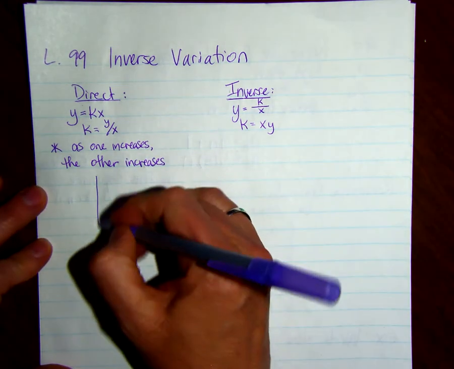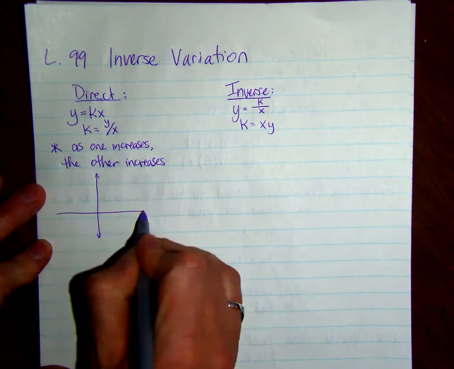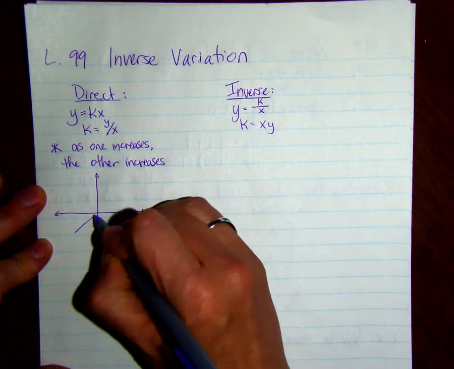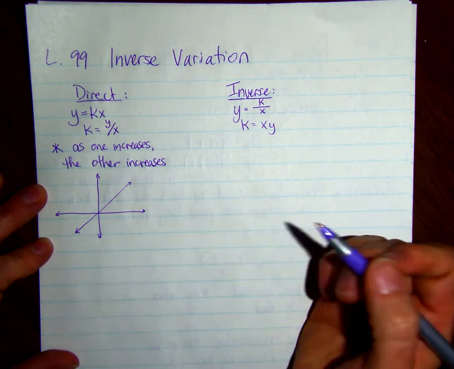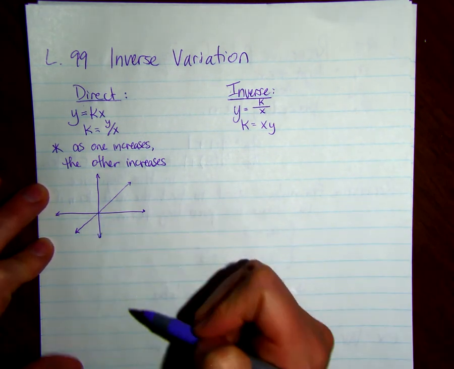And if we were to draw a picture of it, it's a straight line that goes through the origin. And that is, as x gets bigger, y is going to get bigger.